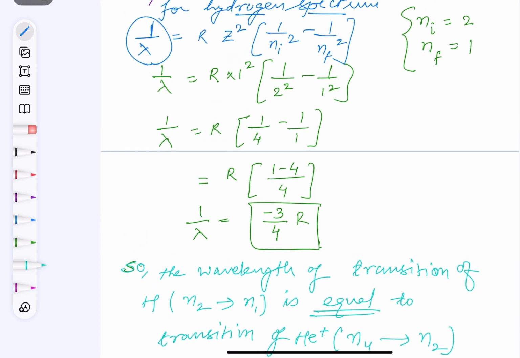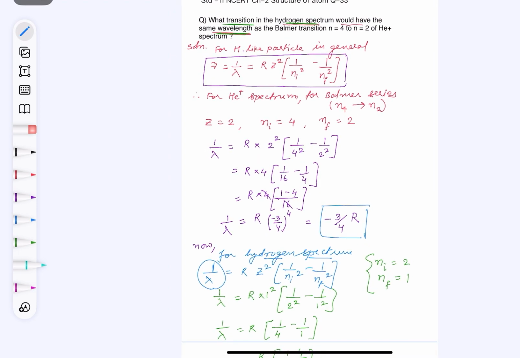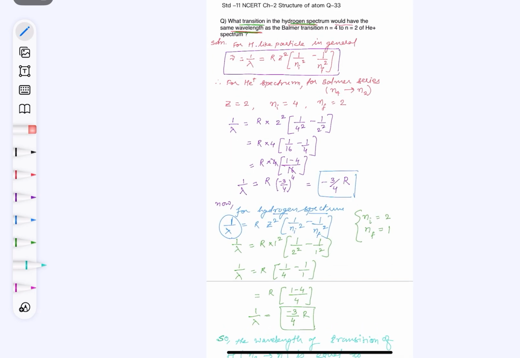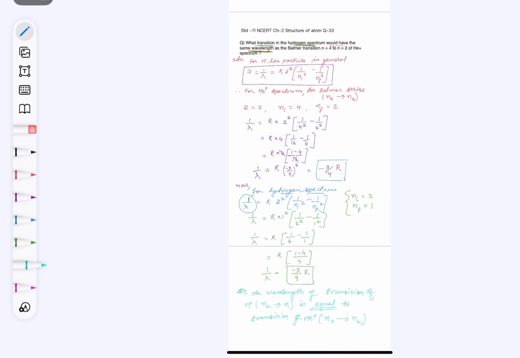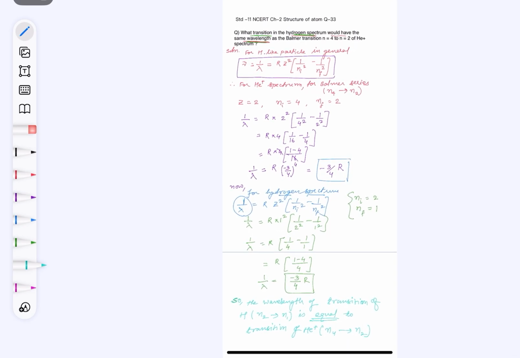Okay, so this is the solution for your question number 33, and the conclusion is: what transition of the hydrogen atom were they asking. We have seen that the transition from 2 to 1 gives the same wavelength as the Balmer transition from 4 to 2 of the helium spectrum.